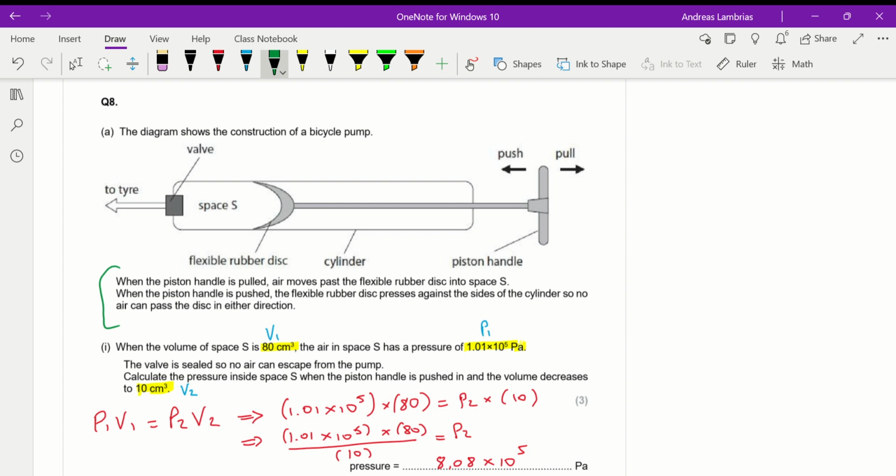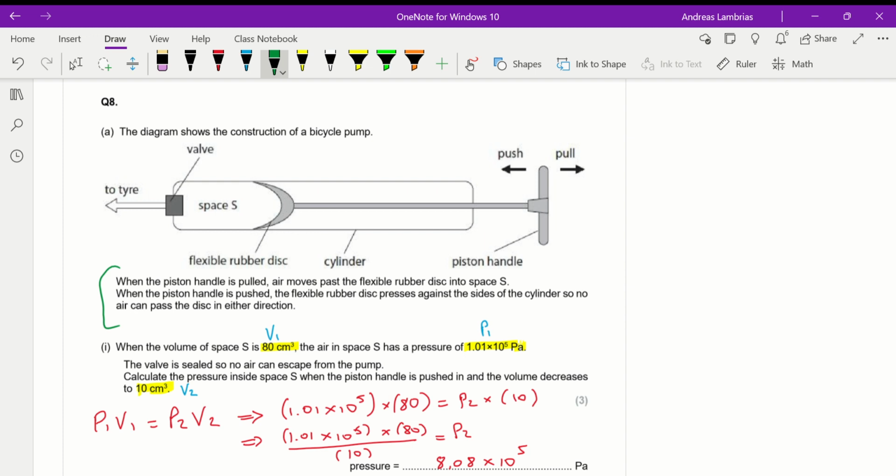So we first identify what data we're given. The initial volume will be 80 centimeters cubed, that's V1, and then the initial pressure will be 1.01 times 10 to the power of 5 Pascal. That will be pressure 1, P1. Then it's telling us that we push the piston and then the volume decreases to 10. And from Boyle's law, we know that as the volume gets less, then the pressure increases. So now we're expecting to get a higher value for pressure.